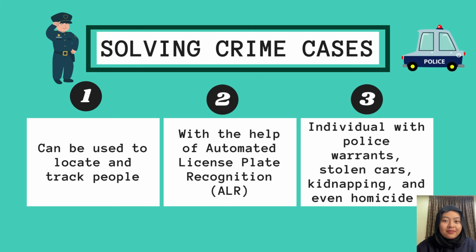Another major impact that plate numbers have is that they can help us solve crime cases. Plate numbers can be used to locate and track people, especially with the help of automated license plate recognition (ALPR). This plate number tracking system has benefited us a lot, especially the authorities, when they need to find people with police warrants, locate stolen cars, and solve kidnapping and homicide cases.